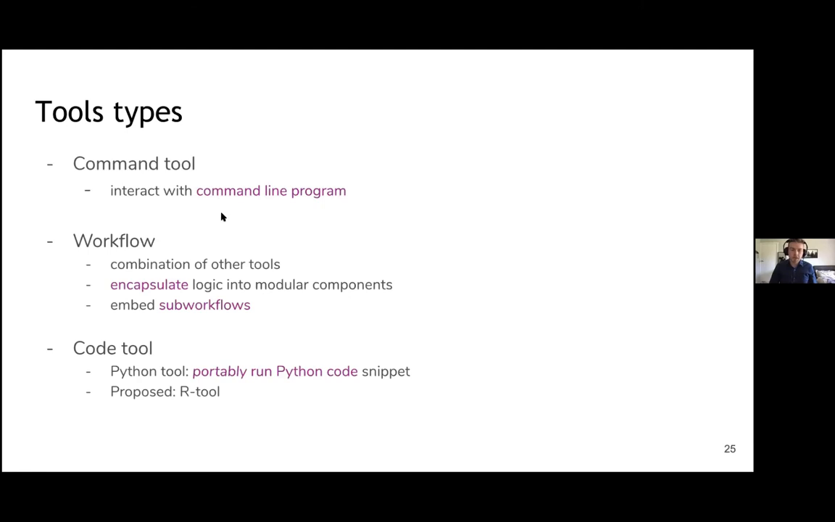One other tool type that's unique to Janis is called a code tool. So we currently have the Python tool, which allows you to portably run a Python code snippet in your workflow. So rather than writing a block of Python code, putting it in a container, working out how to build and publish the container, and then re-annotate it in Janis or your CWL or Cromwell, you can just fill out a class, a block of Python code with your script, and it will immediately run in all the containers portably.